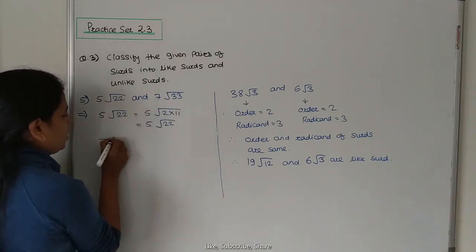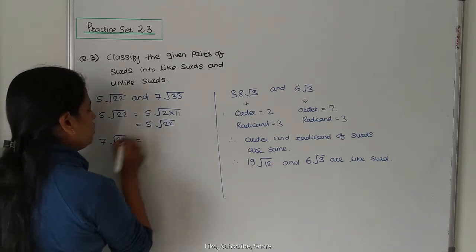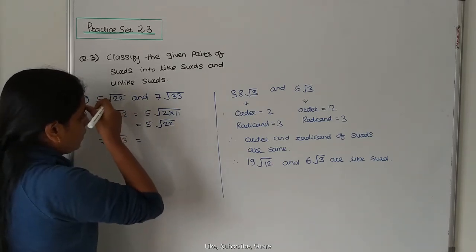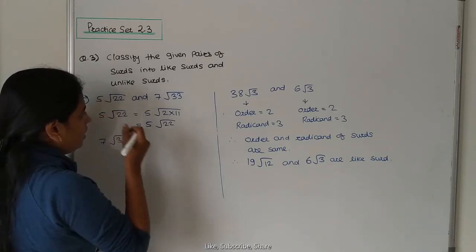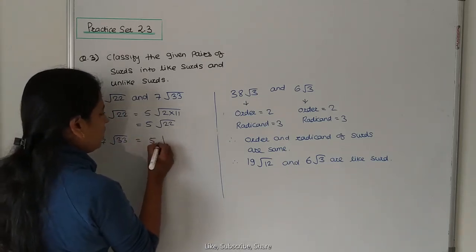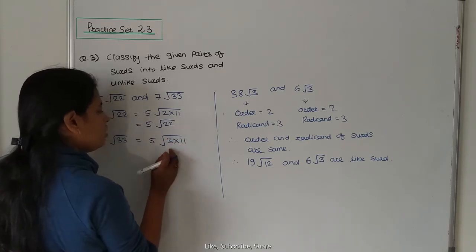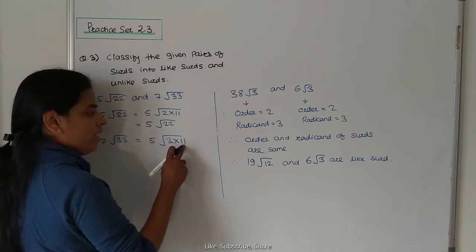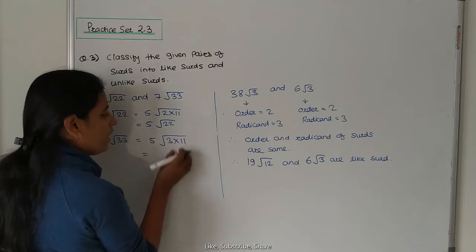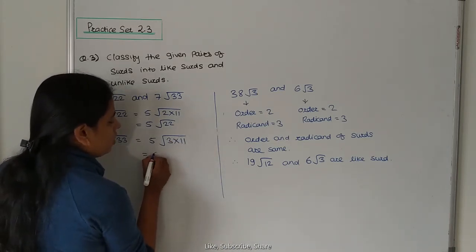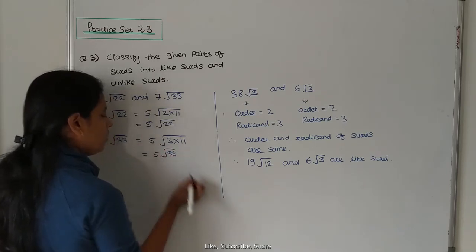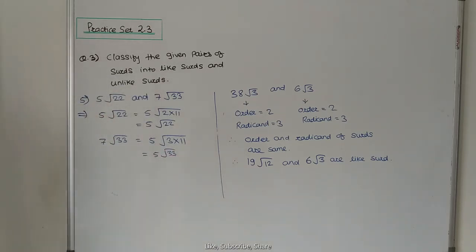Similarly, for 7 root 33. This 33 is written like this, 3 into 11. So just observe, this 3 is a prime number and 11 is also a prime number. So we cannot factorize further. So we write it as 7 root 33. Okay. That means when we solve this type of question, we cannot factorize the number. Clear?